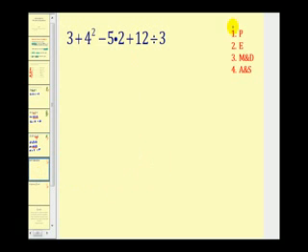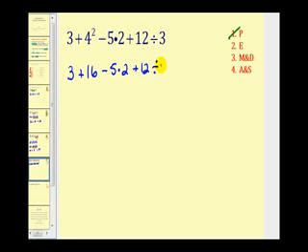Let's try another. Okay, we could skip step 1 because there are no parentheses. Next step is to simplify our exponents. So we'll simplify 4 squared. That'll be 3 plus 4 squared is 16. Okay, the next step is to multiply and divide from left to right. So here we have a product and here we have a quotient. So we'll have 3 plus 16 minus 5 times 2 is 10, plus 12 divided by 3 is 4.